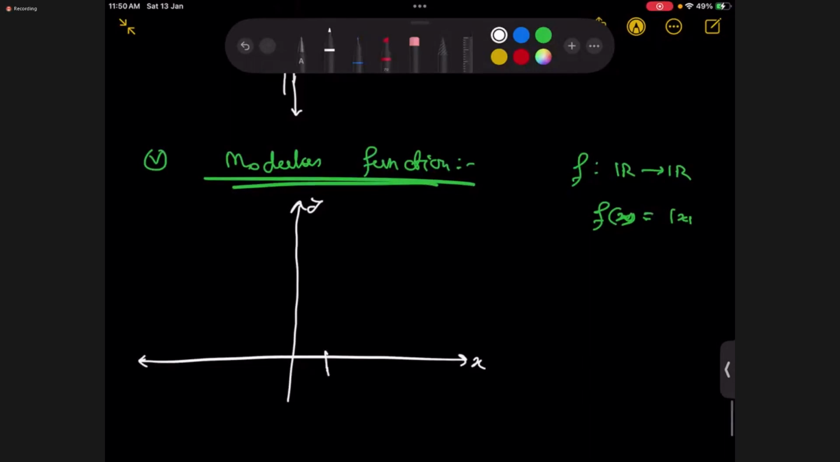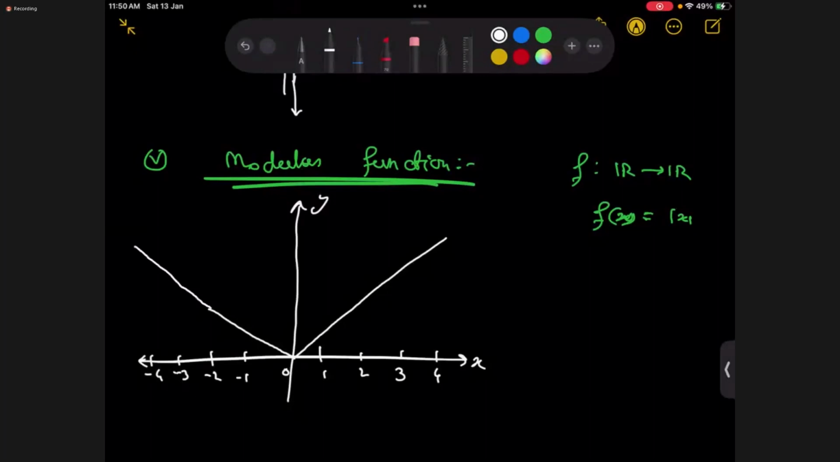So suppose this is our 1, 2, 3, 4, minus 1, minus 2, minus 3, minus 4, and this is 0. So mod x is 0 at the point 0, 1 at the point 1, 2 at the point 2, 3 at the point 3, 4 at the point 4. What about minus 1? Mod of minus 1 is 1, minus 2 is 2, minus 3 is 3, and minus 4 is 4. So this is the graph of the function y equals mod x. Okay, clearly you can see these points.